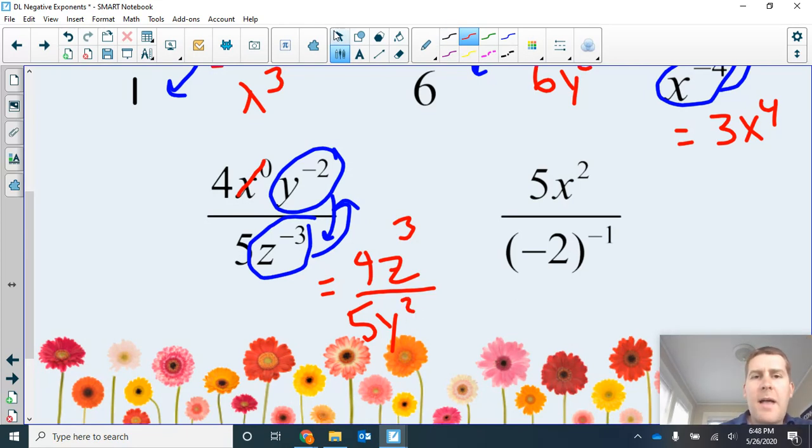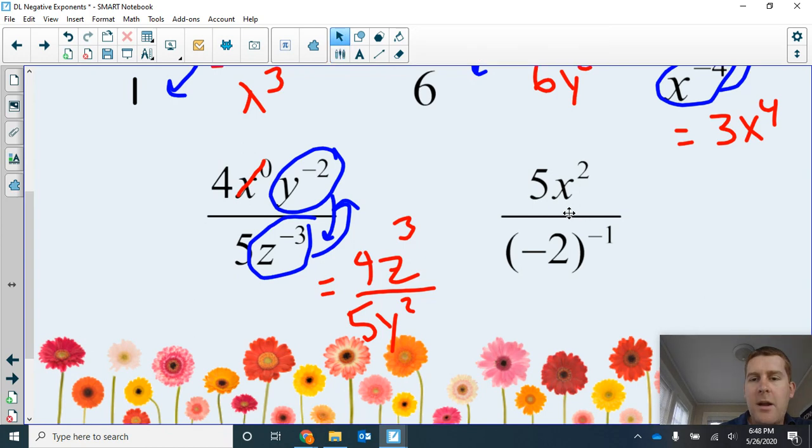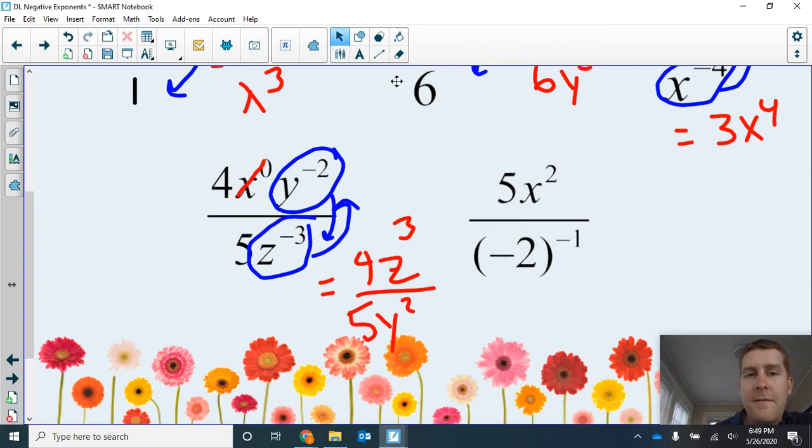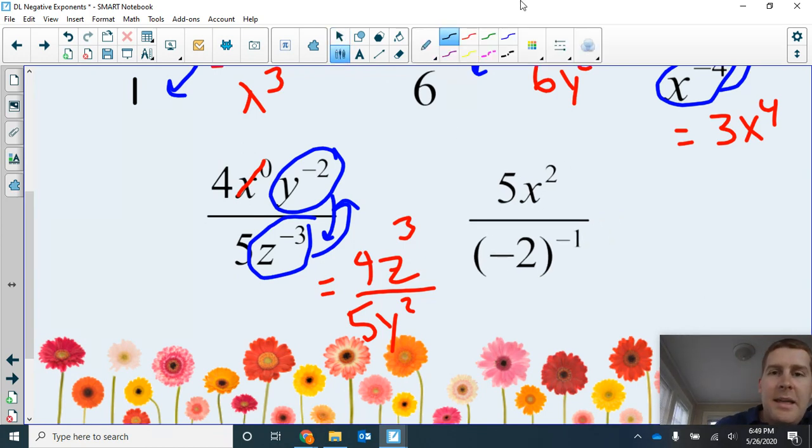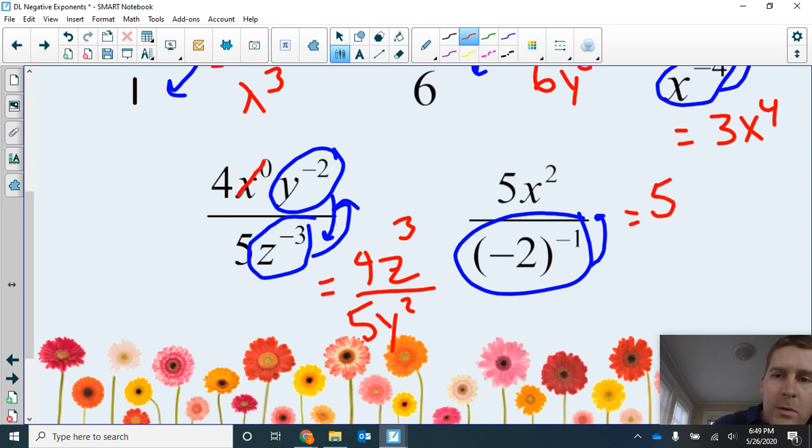Okay, and our last one, we have 5x squared over negative 2 to the negative first. So the issue with that is this negative exponent in my denominator, this negative 2 to the negative first. So that has to move up. So now it simplifies to my 5x squared, which was fine where it was, times, now I brought that negative 2 up top. Now, since we have these two numbers here, we want to multiply those together. What's 5 times negative 2? Oh, negative 10. So negative 10x squared.